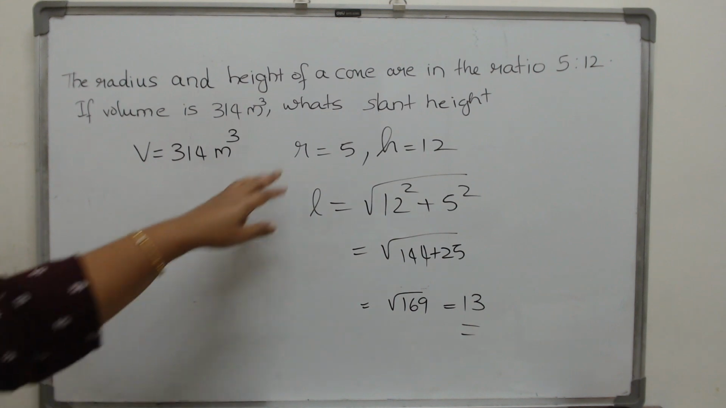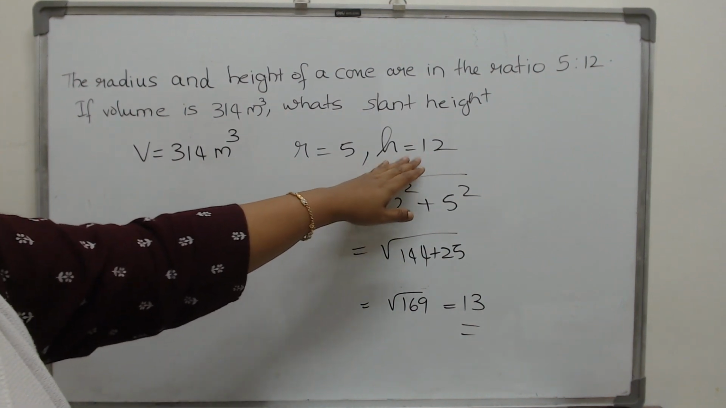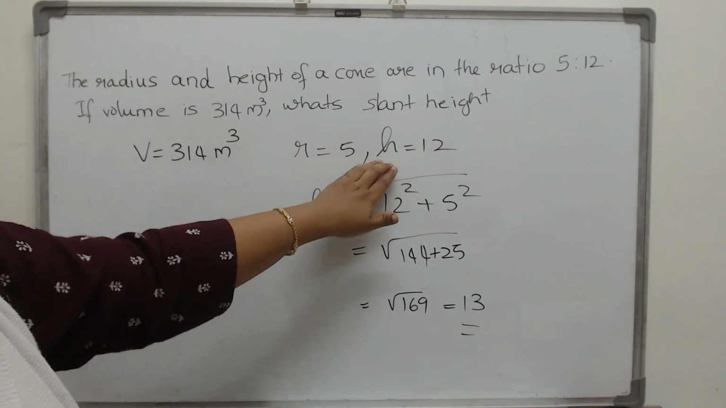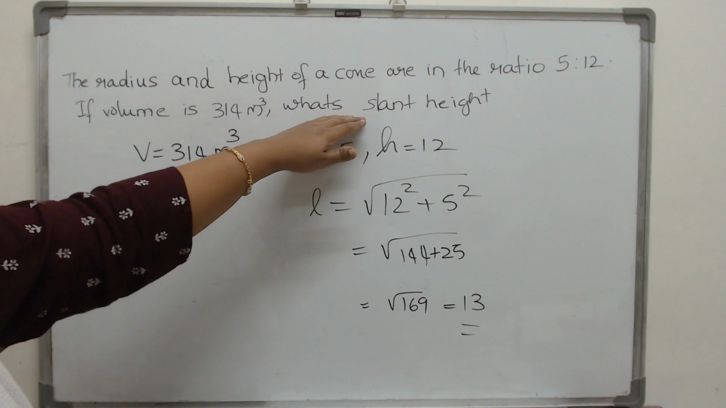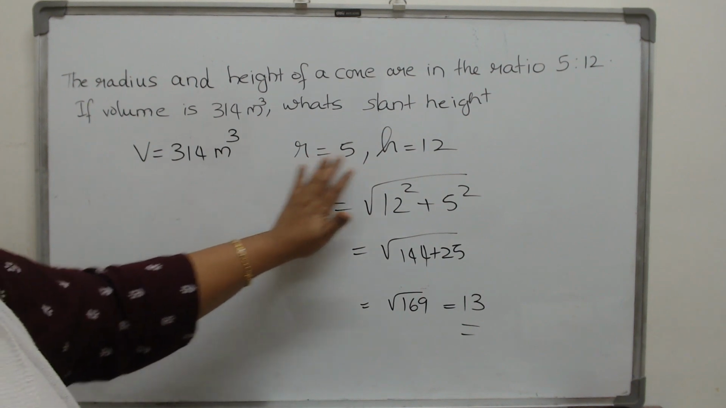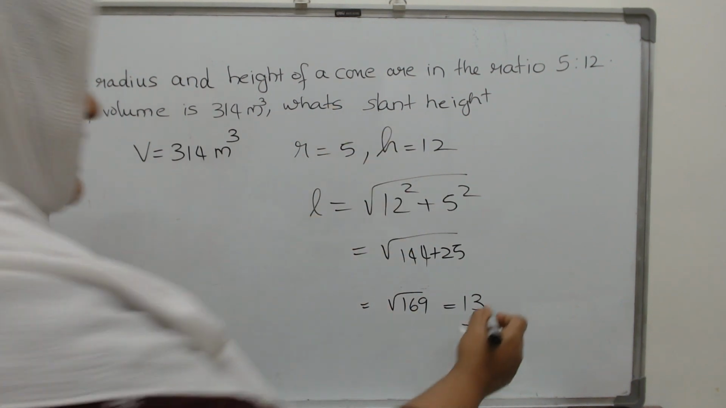Then what? If x is 1, r was 5x. So r is 5 and h is 12. But that is not what we are asked. We are not asked the radius or the height. We have to find the slant height. Remember, the slant height was the hypotenuse and it follows the Pythagoras theorem. So square the radius and the height and this is your answer. This is your slant height.